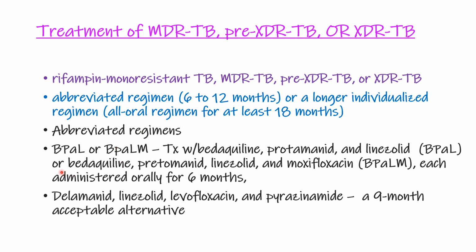The abbreviated ones would be BPaL or BPaLM, which we're going to talk about more. That is, you treat the patient with bedaquiline, pretomanid, and linezolid. That is the first option, the more preferred one. Or you treat the patient with bedaquiline, pretomanid, linezolid, and moxifloxacin. You administer them for 6 months. Alternatively, you could also use delamanid, linezolid, fluoroquinolone, and pyrazinamide for 9 months if you don't have bedaquiline-based regimens.